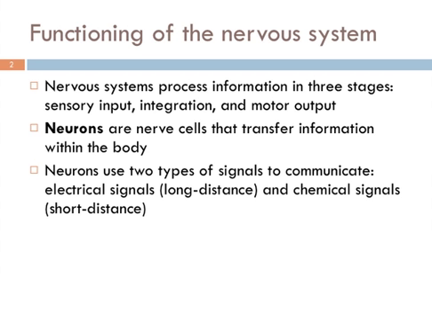There's first the sensory input, so the organism senses something in its environment. There's integration, which takes place either at the level of the brain or the ganglia, or collections of nerve cells. And then there's some kind of a motor output.